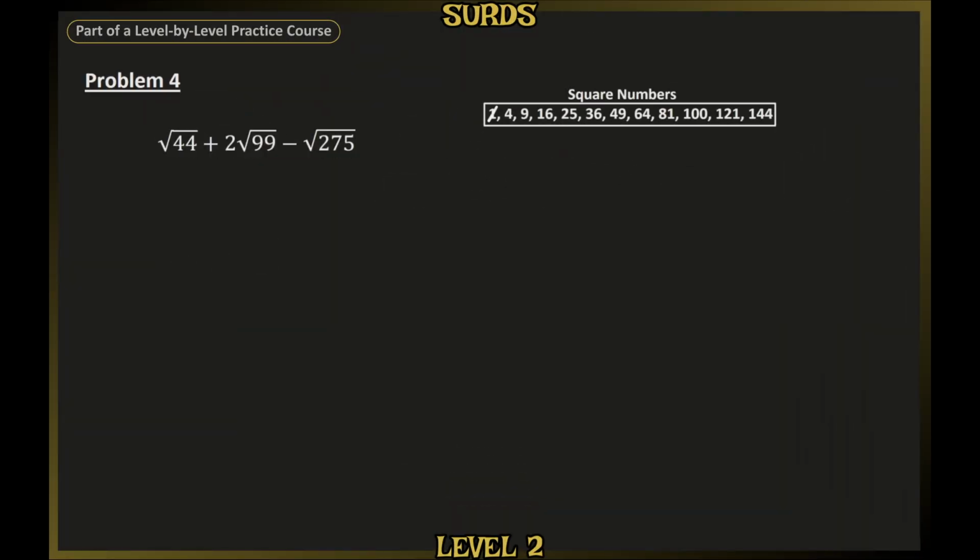In problem 4, we're simplifying the square root of 44 plus 2 root 99 minus the square root of 275. Again here, to collect these together, we need the surd parts to match, and they don't at the moment, so we're going to have to simplify. So starting as we always do with the smallest surd, root 44, we can see here that 44 can be divided by 4 from our list of square numbers and no other numbers. And 4 times 11 is 44.